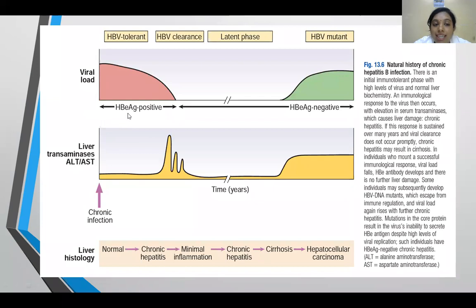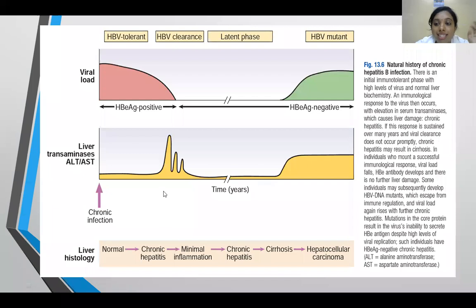Then an immunological response. The host does not remain silent. So the immunological response to the virus occurs, which results in elevation of the enzymes. Here is where the patient presents with, what is the clinical feature over here? Jaundice. This elevation in serum transaminases causes further liver damage, because already the host is in chronic hepatitis, not acute. So jaundice occurs and further liver damage occurs. Minimal inflammation. Are you understanding? So this is known as chronic hepatitis.